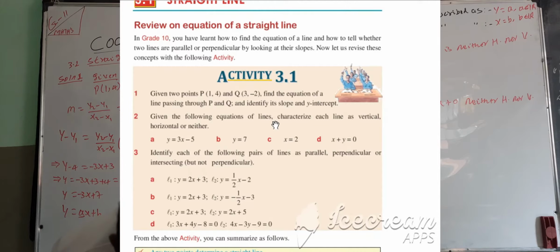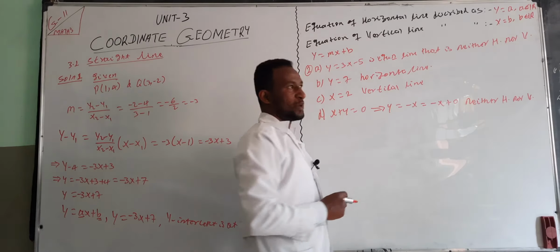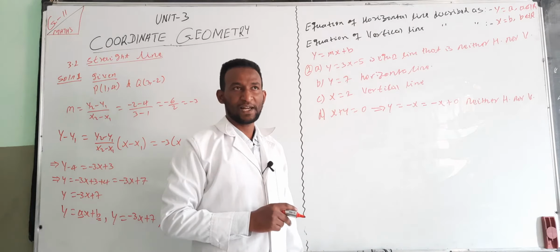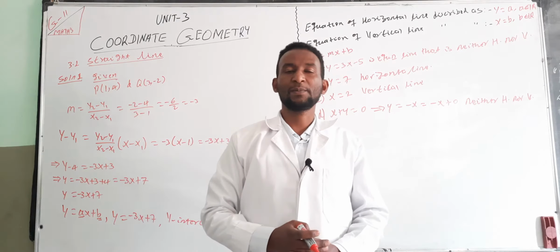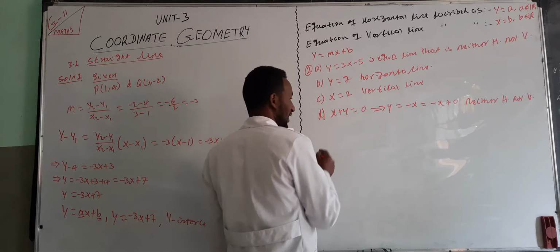Question number 3 in 3.1. Identify each of the following pairs of lines as parallel, perpendicular, or intersecting but not perpendicular. When we see the types of lines, horizontal line, vertical line, and lines that intersect each other but are not perpendicular. Let us take two lines.